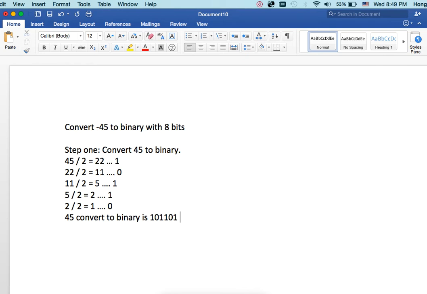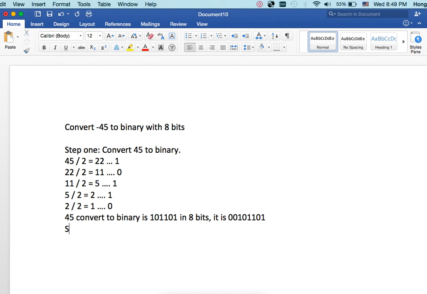Now you also can write this binary as 8 bits. You only have 6 bits. How can you write it as 8 bits without changing its value? That means you add a 0 in front of it, right? In 8 bits, it is 0, 0, 1, 0, 1, 1, 0, 1. Okay? Because you add a 0 in front, it will not change anything. Now, this is 45 converted to 8 bits binary.